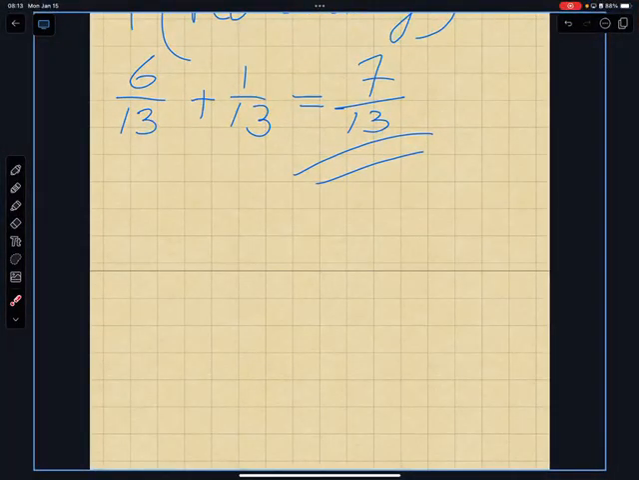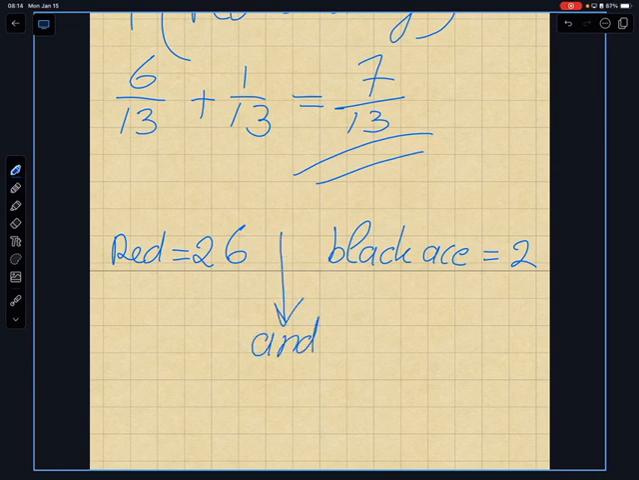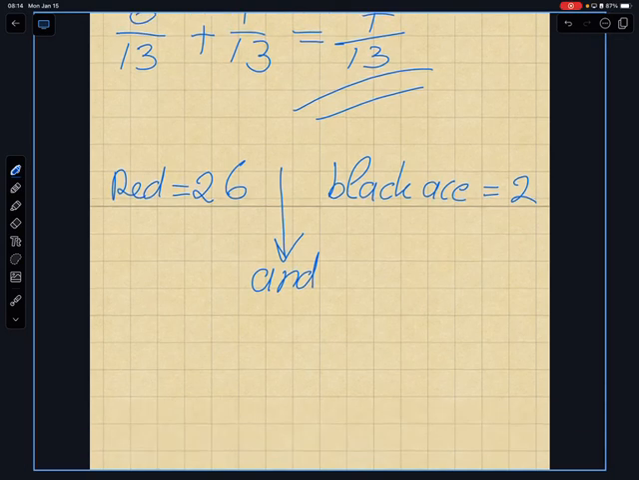The question is, how many red cards are there? There are 26 red cards. How many black aces are there? There are 2 black aces. And the word that separates is and. That means the first card I draw has to be red, and the second card I draw has to be a black ace.